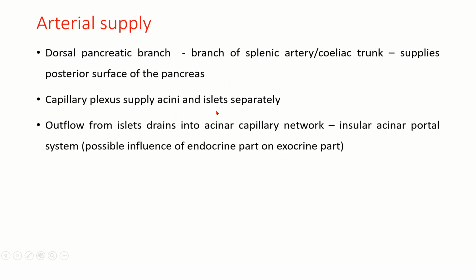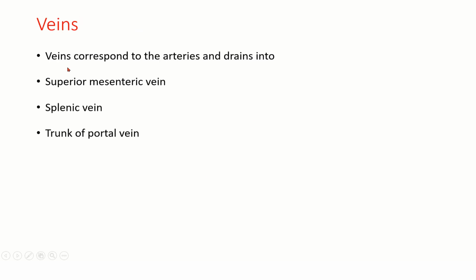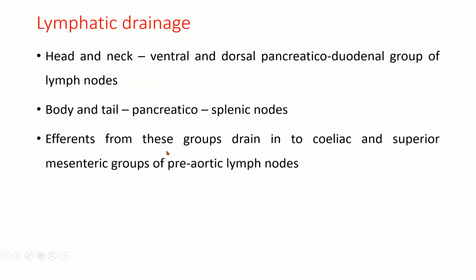Capillary plexus supplies acini and islets separately. Outflow from the islet drains into the acinar capillary network, thus forming the insuloacinar portal system. So this also explains the possible influence of the endocrine part on the exocrine part. Veins correspond to the arteries and drain into the superior mesenteric vein, splenic vein, and trunk of the portal vein.